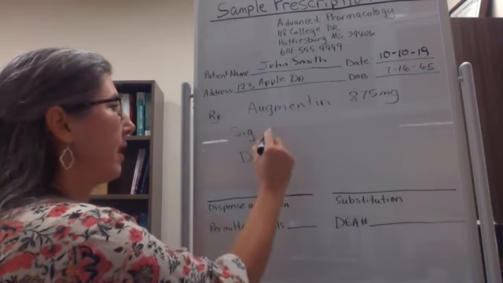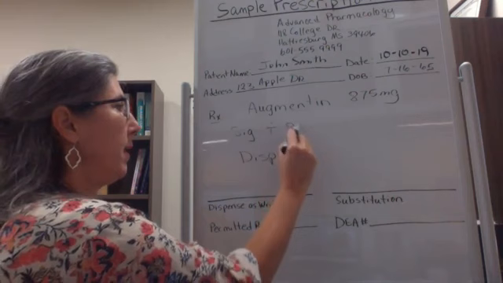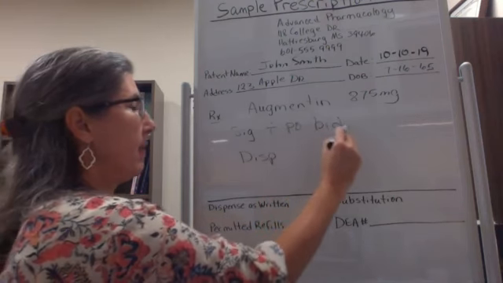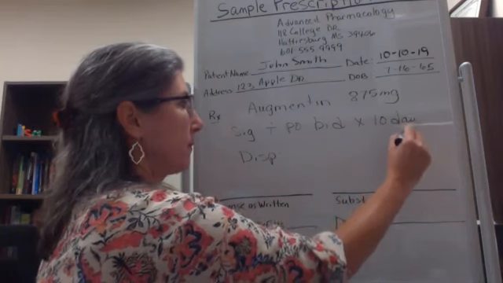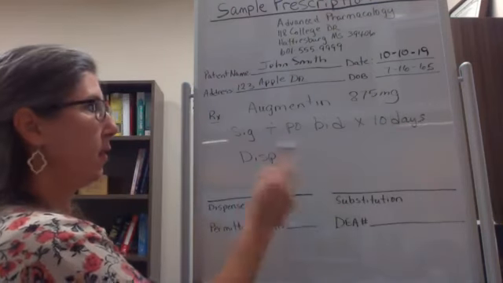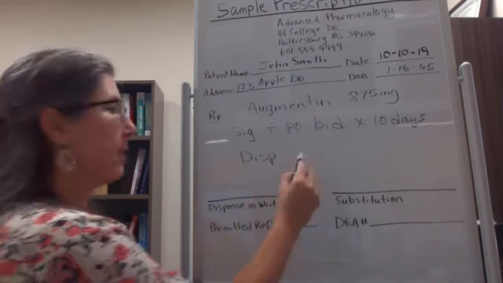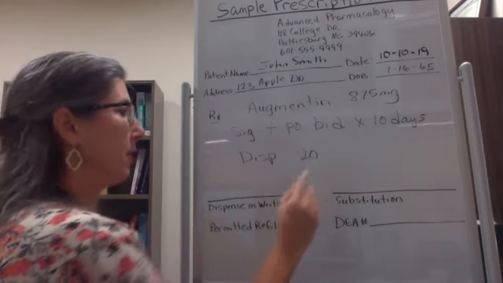So we're going to say 1 PO BID times 10 days. And so the quantity to dispense is 20 tablets. So you can just say 20.